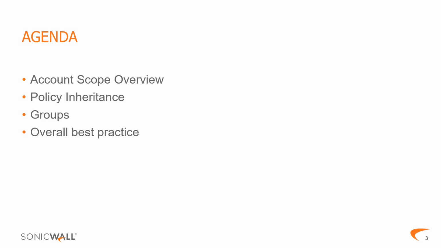All right, so this is just a quick overview of the agenda. We're going to go through the account scope overview and what that's all about. We'll look at policy inheritance. We'll also look at groups, and then overall best practices on how to use the inheritance to get the most out of the product.